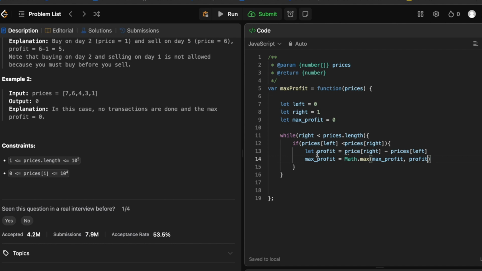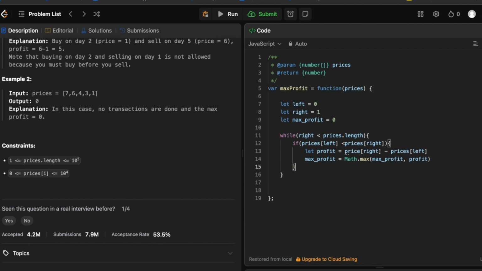Now our max profit is a variable which we defined before the loop, and we're going to keep updating that variable only if the current profit that we just found is greater than any profit we've seen before. That's what this math.max does. It compares our max profit to the current day profit. And if the current day profit is bigger, that current day profit is going to be our new max profit.